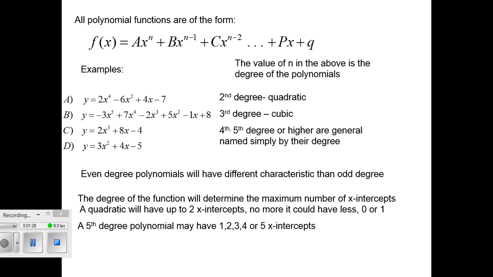So the degree of the function will determine the maximum number of x-intercepts. A fifth degree polynomial could have 5 intercepts, but it could have less than 5, although as we'll see it must have at least 1. A quadratic, as we know, will have 2 intercepts, but it could have 1 or none. Okay, so let's continue.